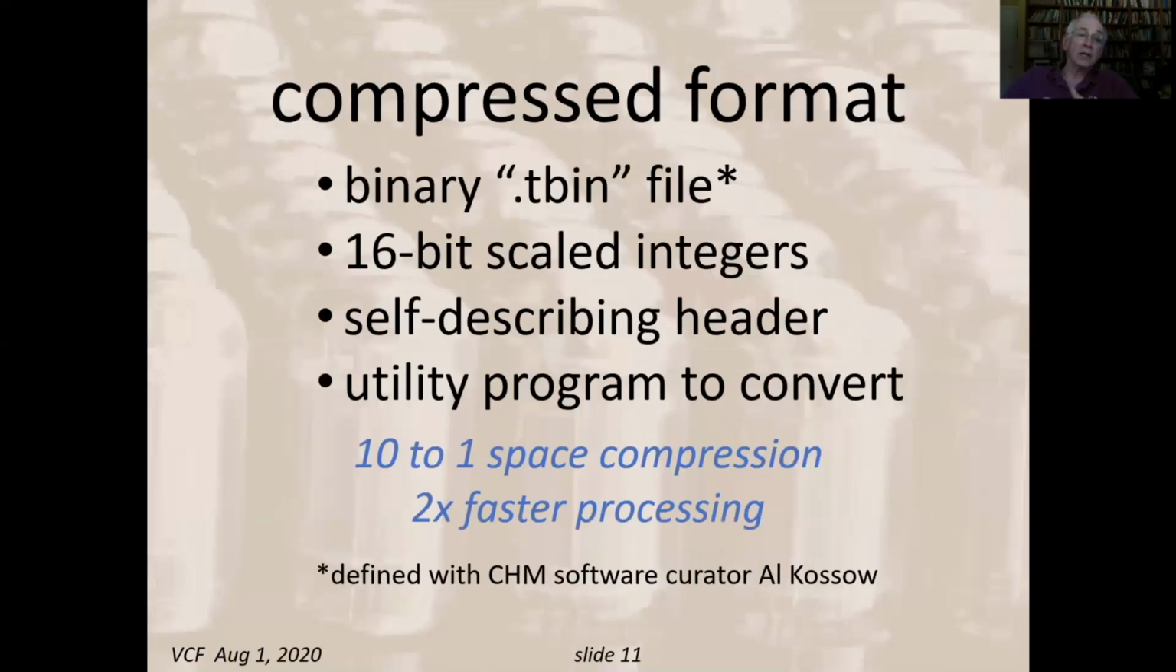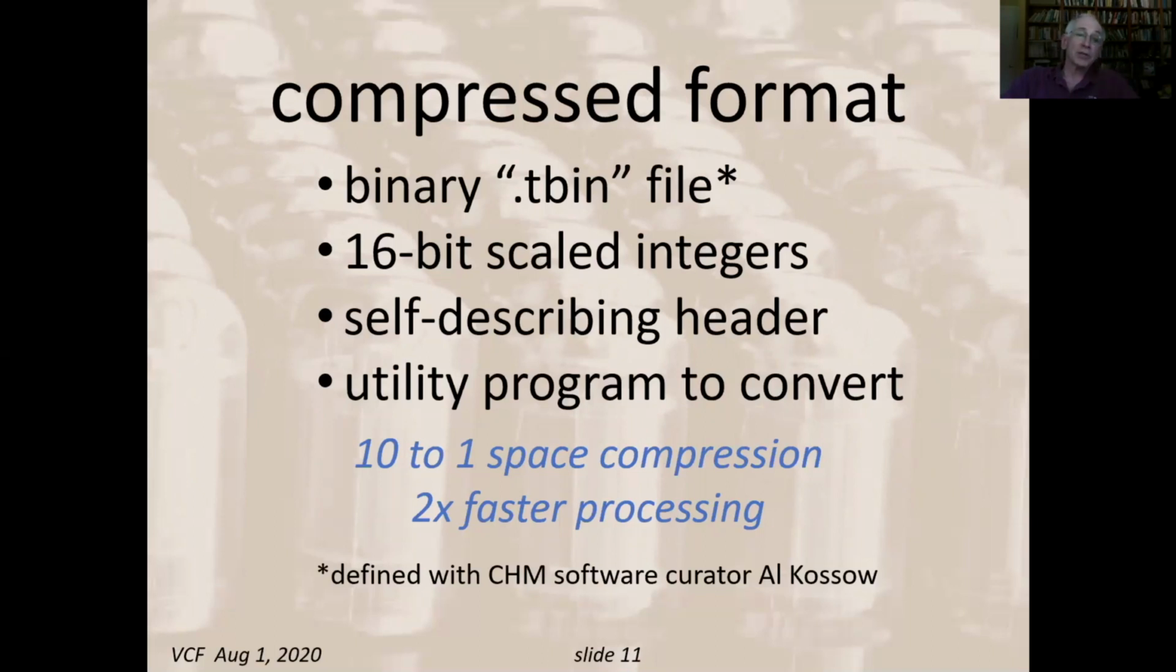What we did, and I worked with Al Kossow on this as well, is to define a compressed format for the data so that we could more easily process them and store them. It uses 16-bit scaled integers with self-describing headers, and I wrote a utility program that converts to and from the spreadsheet format to this compressed format. The result is about a 10-to-1 space compression, and it's processed about 2 times faster.